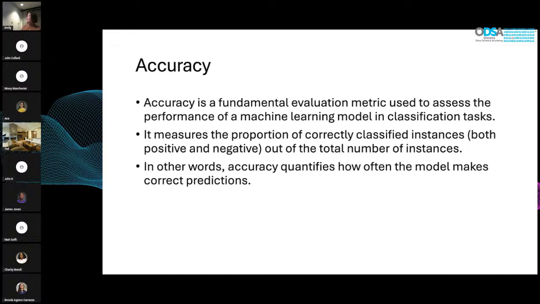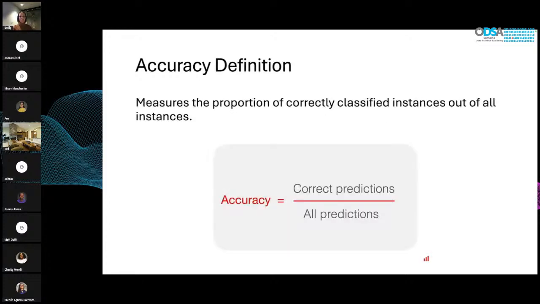So what is accuracy? It measures the proportion of correctly classified instances, both positive and negative instances, in the total number of instances. So in other words, it's how often the model makes a correct prediction. Accuracy measures the proportion of correctly classified instances out of all instances, out of all predictions made.